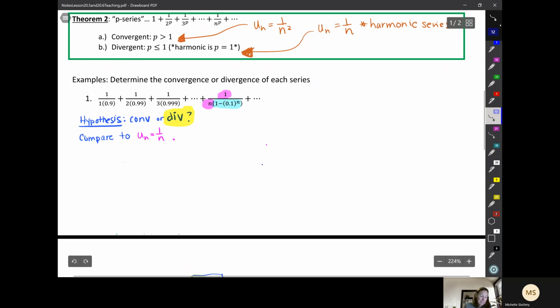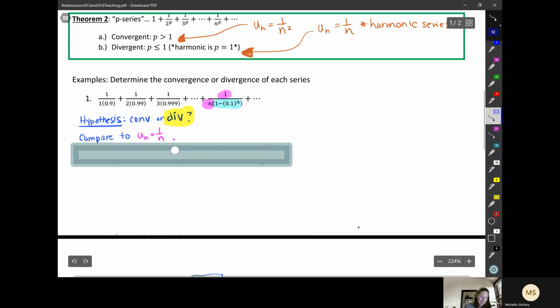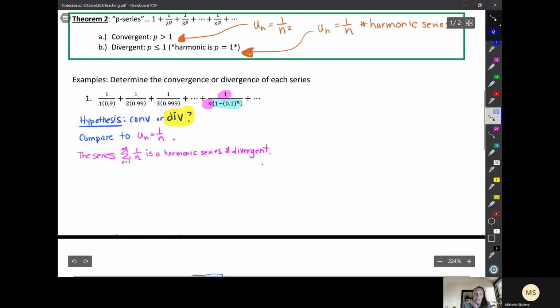So I'm going to state that the series summation n equals 1 to infinity of 1 over n is a harmonic series and divergent. So in order to use it for comparison, I need to make sure that I know whether it's convergent or divergent and why. So we always state the series that we're comparing and what we know about that series. Okay, so now we want to compare it.